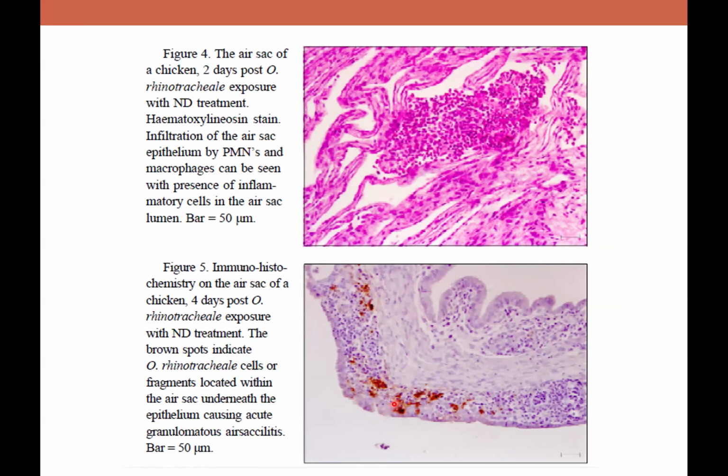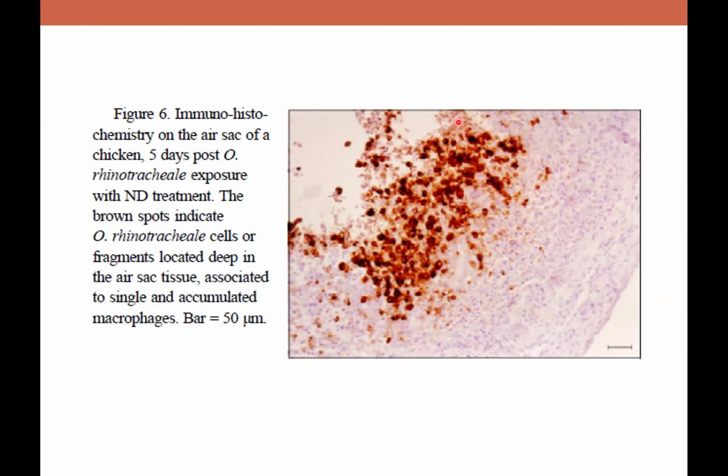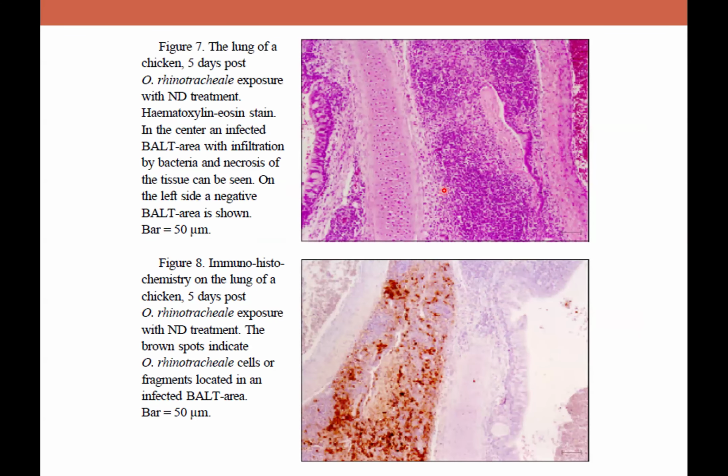After a few days, 4 days post-exposure, the bacteria will invade the epithelium and then go into the submucosa. Eventually, it will cause damage to the respiratory tract. So the brown spots are the positive for ORT. This slide shows the progression of the invasion of the bacteria.